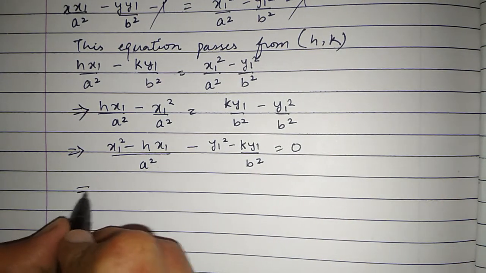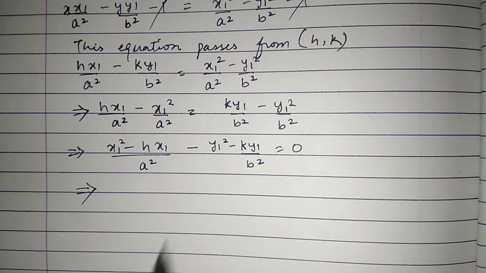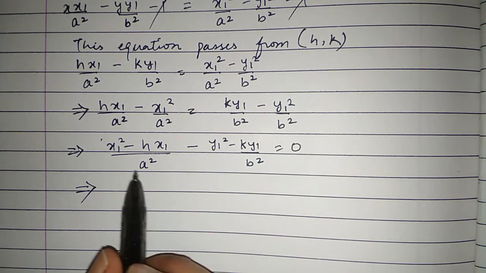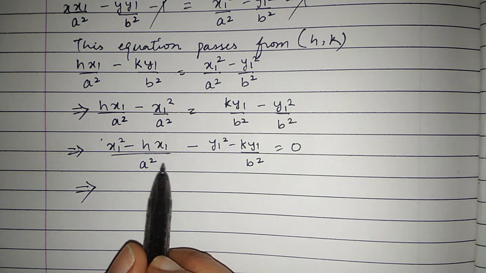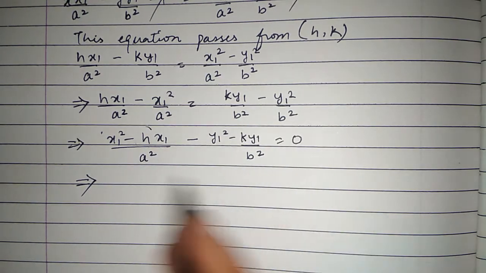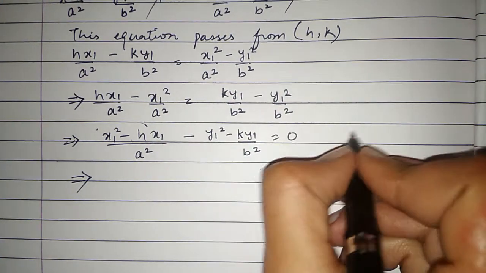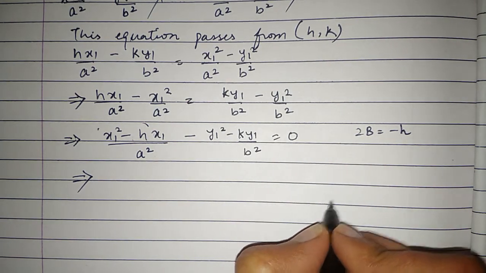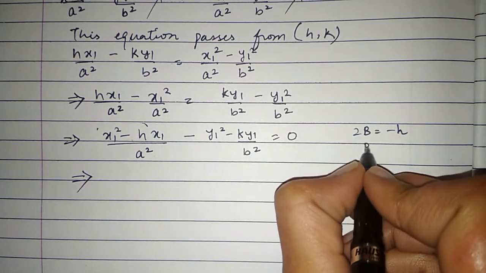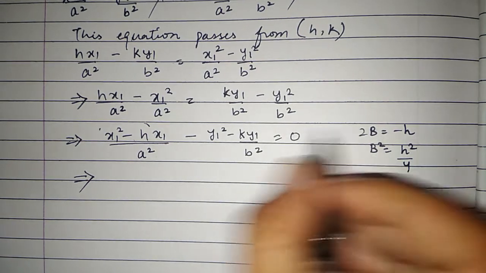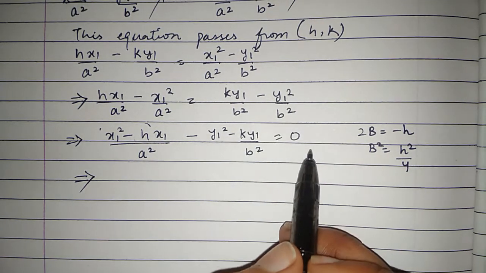Now this step is very important. Here we will apply the completing the square method. So what will we do? The coefficient of x, we equate it with 2b: 2b equals minus h. Then we take the square of b, which is h square by 4, and then we add it here and here.